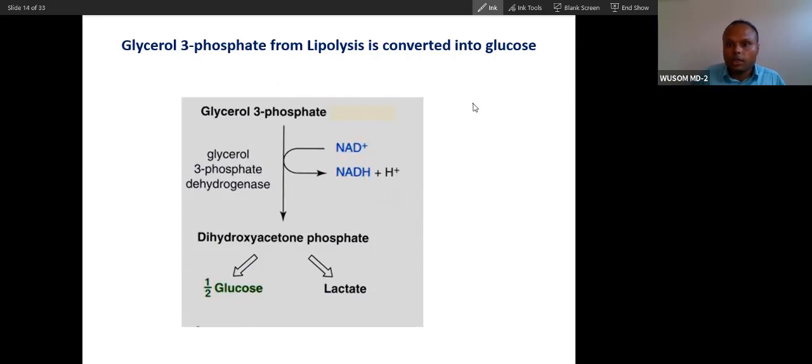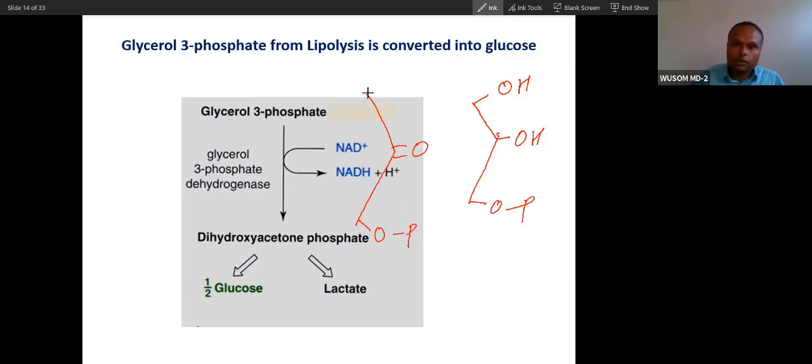Now, how does glycerol 3-phosphate convert into this? Because this is glycerol, simple. This is glycerol 3-phosphate, and this is dihydroxyacetone phosphate. What do you think should happen? First, one oxidation step should happen here, so that it converts into this. You can see oxidation, dehydrogenation.